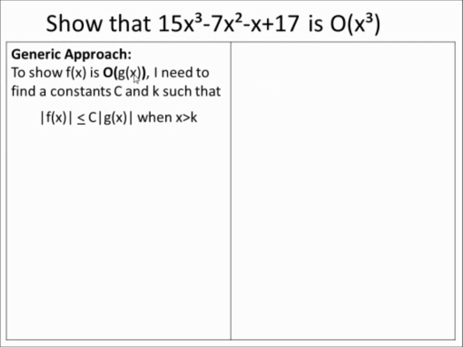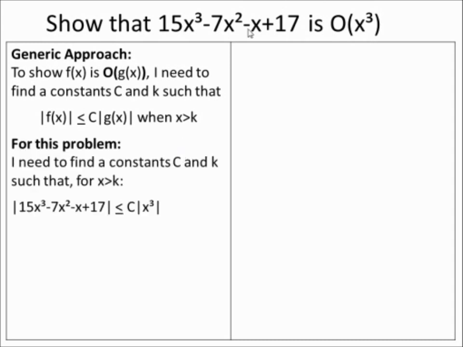So again, just as a reminder, how do I establish that one function grows no faster than another function? In other words, how do I show that one function is big O of another function? Well, to show that f of x is big O of g of x, I need to find constants c and k such that whenever x is greater than k, in absolute values f of x is less than or equal to c times the absolute values of g of x. My fudge factor.